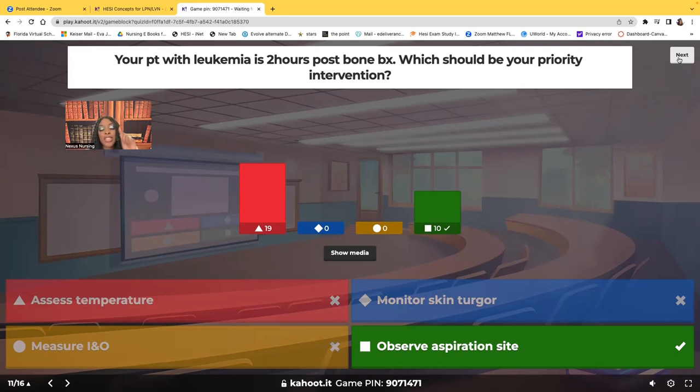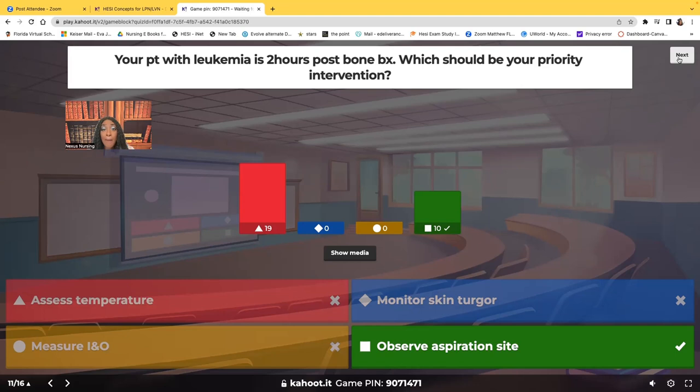If those are the three things you're going to be concerned about, and I told you when it comes to infection, timing is important because if the patient just had the surgery 2 hours ago, it's too soon for them to develop an infection. Why are we going with temperature? The question says that they're 2 hours post bone biopsy.